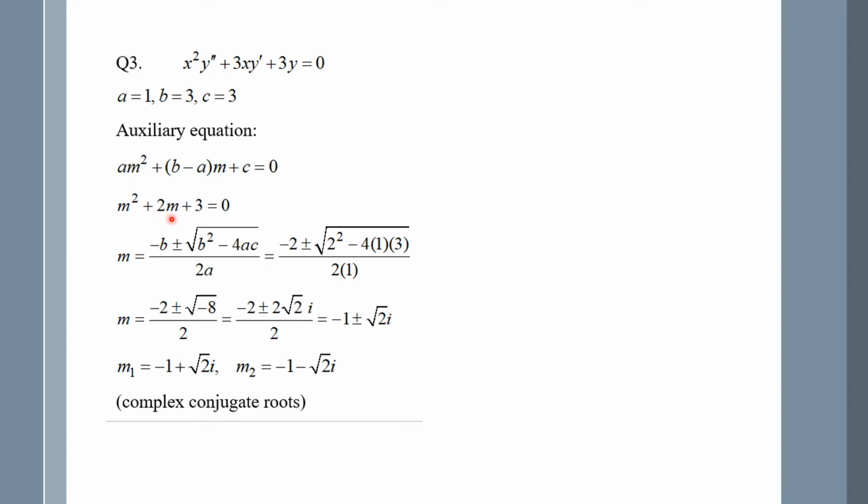solve this equation. This is the form of the quadratic formula, and notice that in the quadratic formula there are values a, b, c that we have to plug in. The values of a, b, c will be obtained from this auxiliary equation. Now the a, b, c from the auxiliary equation will not be the same as the a, b, c that we obtained from the Cauchy-Euler equation. So for the quadratic formula, a equals 1, b equals 2, and c equals 3. Substitute into the quadratic formula and simplify until you get these two roots. m1 is negative 1 plus square root of 2 i, and m2 is its conjugate, negative 1 minus square root of 2 i.